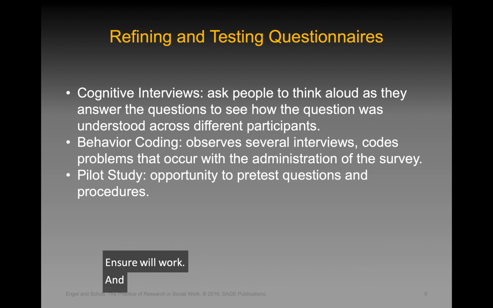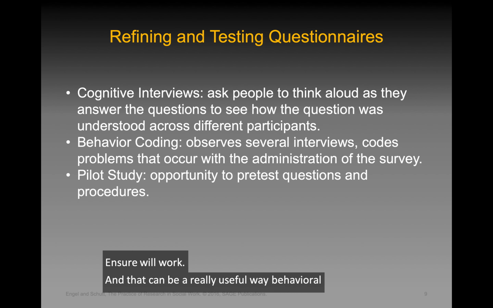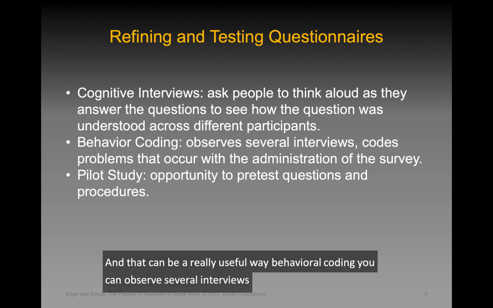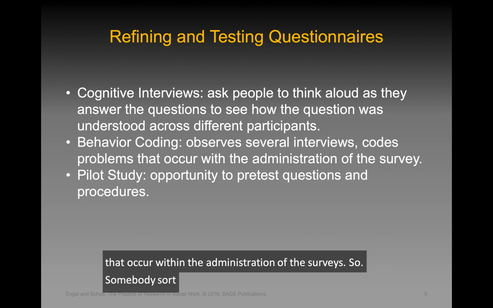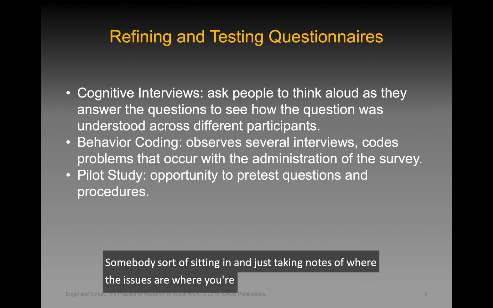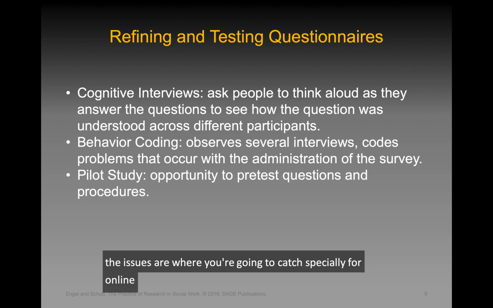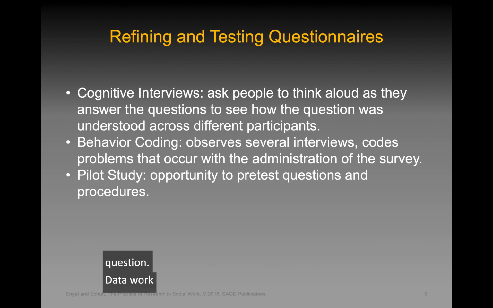Behavioral coding: you can observe several interviews, and code problems that occur within the administration of the survey. So somebody sitting in and just taking notes of where the issues are, especially for online surveys, if there's a skip pattern. So there was a filter question. Did it work appropriately? Are there glitches in the system that are making it hard to answer?